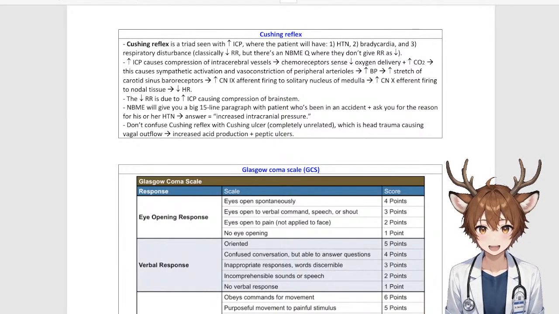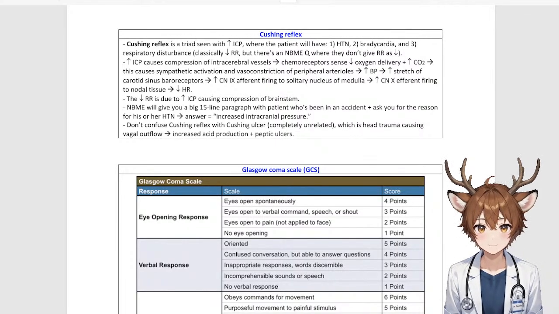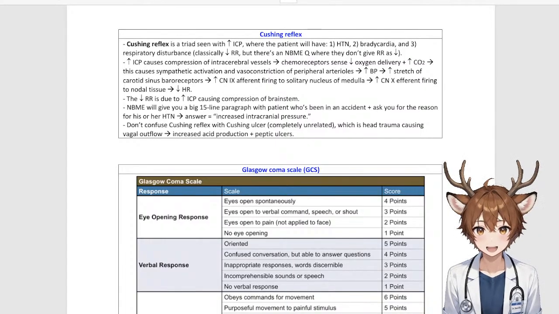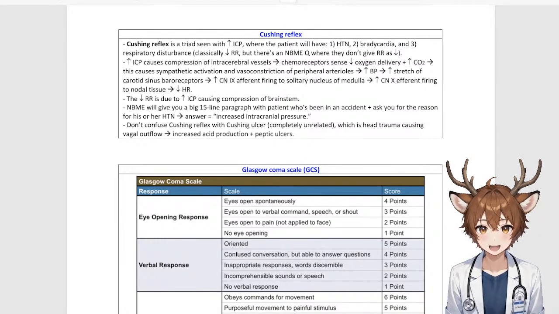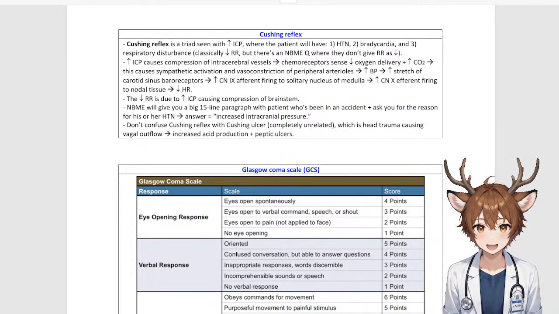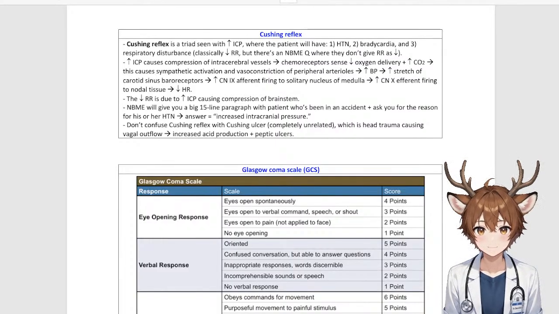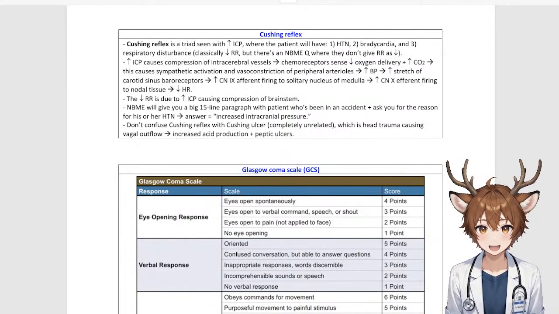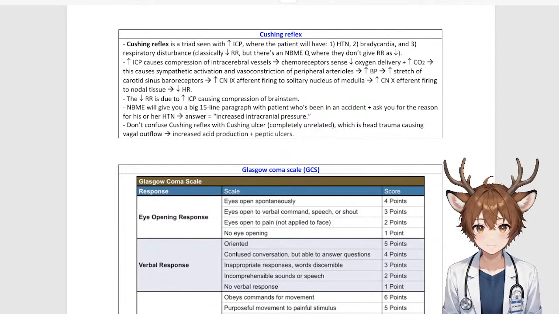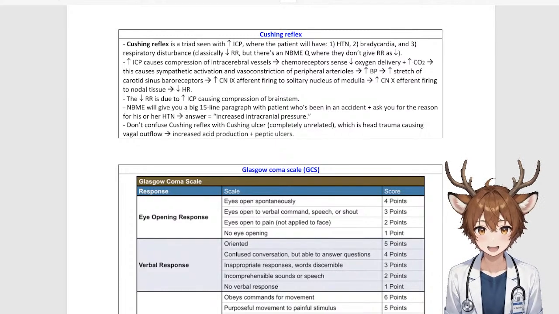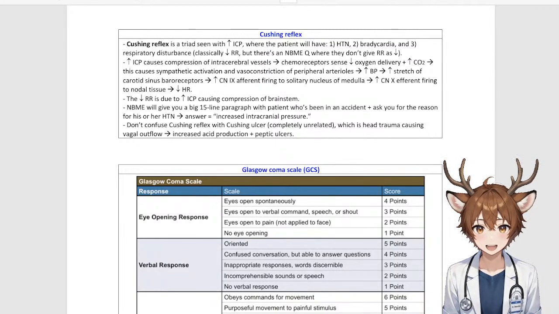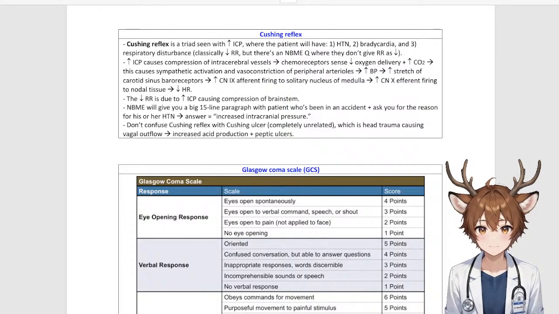Okay, so let us continue again, talking now about Cushing reflex. Cushing reflex is a triad seen with elevated intracranial pressure where the patient will have: 1. Hypertension, 2. Bradycardia, and 3. Respiratory disturbance, classically a decrease in respiratory rate. But there's an NBME question where they don't give you the respiratory rate as decreased, so it's not necessarily a hard rule.